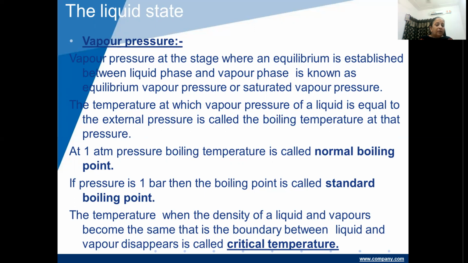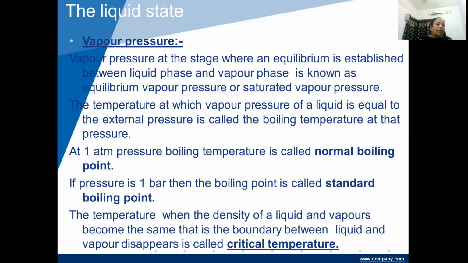Now, suppose we have taken a liquid in an open vessel and we are heating it. As the temperature is rising, evaporation is increasing, and more and more vapors from the liquid are going into the vapor phase, so vapor pressure will increase. At a particular temperature, the vapor pressure of the liquid will become equal to the external pressure. Then vaporization not only takes place from the surface, but also starts from the bulk of the liquid. So we say that the liquid is boiling.